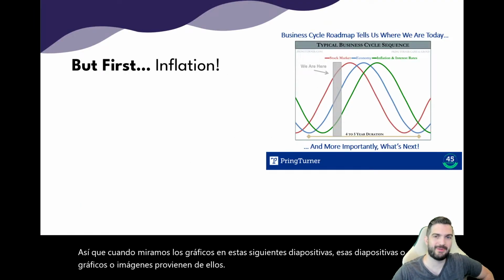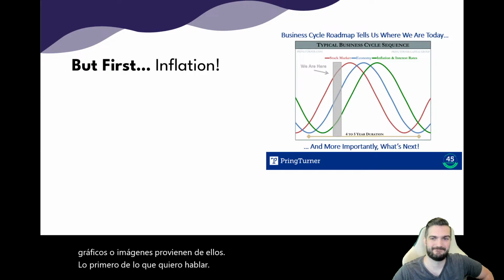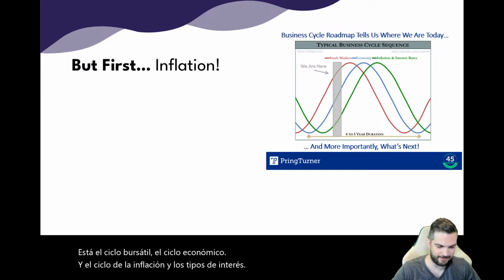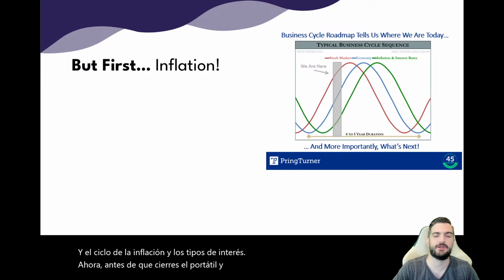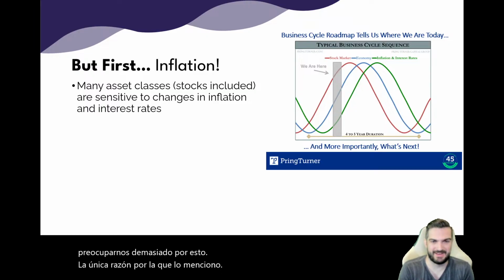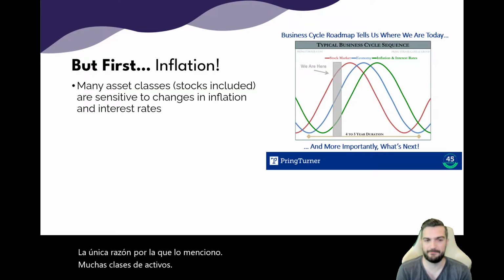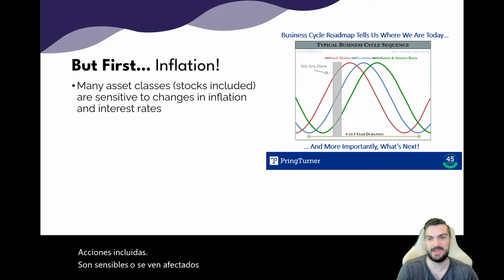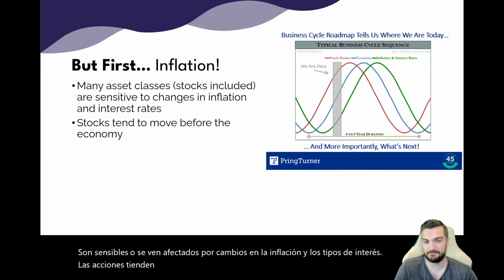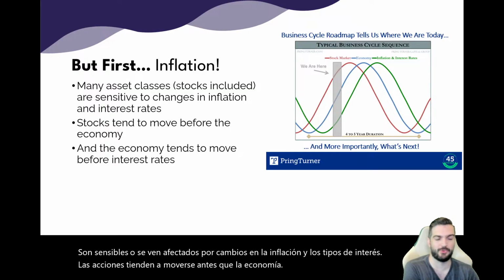The first thing I want to talk about, inflation. There's the stock market cycle, economic cycle, and the inflation and interest rate cycle. Now, before you just close your laptop and throw it out the window, I promise you we don't need to worry too much about this. The only reason why I mention it, many asset classes, stocks included, are sensitive or are affected by changes in inflation and interest rates. Stocks tend to move before the economy, and the economy tends to move before interest rates.